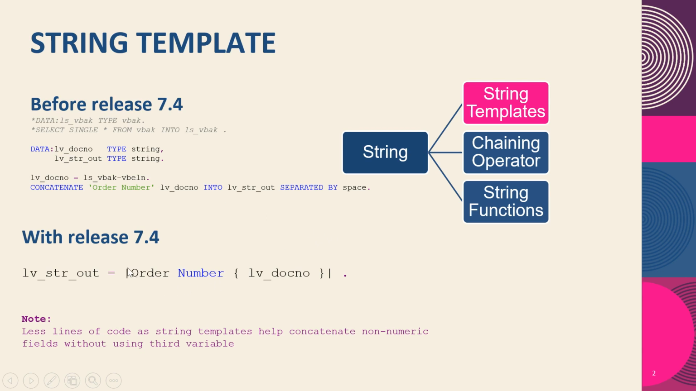We can use pipe symbols and the numeric value we can keep inside the curly brackets to help enable concatenation of numeric and non-numeric values, like numeric and string values.